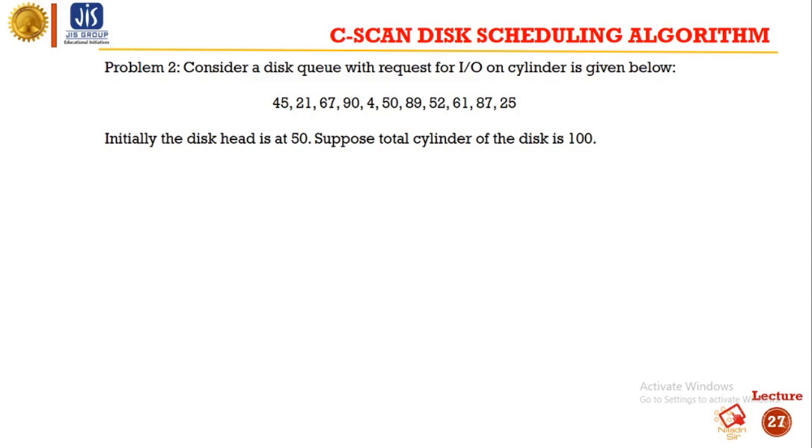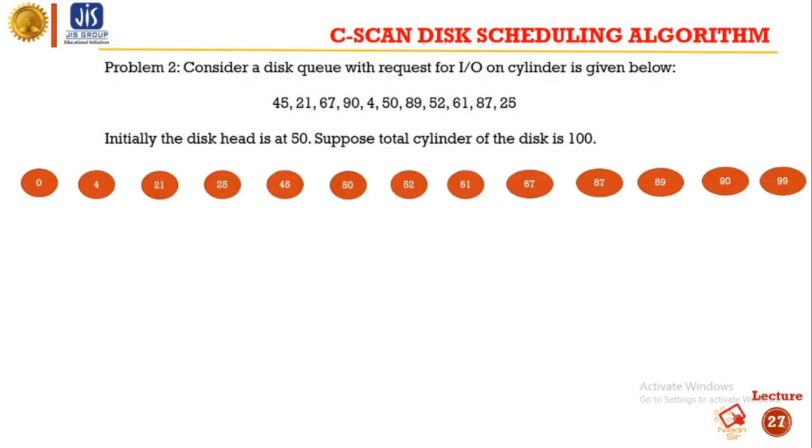So suppose the total cylinders of the disk is 100. It will start from 0 and end at 99. And here we have put all the rest of the elements, and all the rest of the elements are in ascending order.